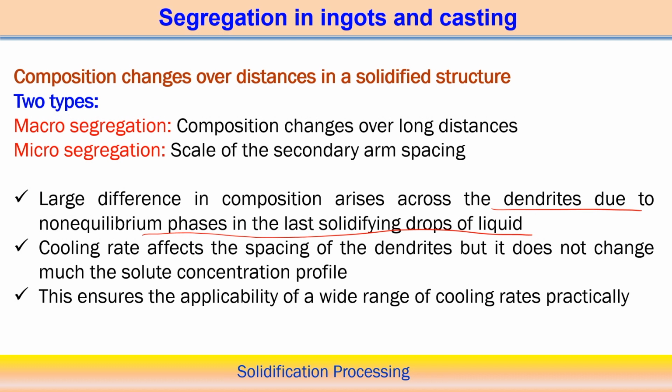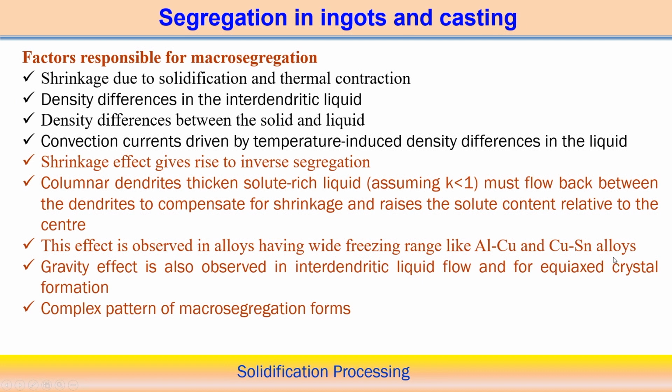So therefore, this kind of micro segregation is not much influenced by the cooling rate, and of course this ensures its applicability to a wide range of cooling rates in practice. So therefore, similar kinds of segregation might happen over a particular wide range of cooling rates in practice.